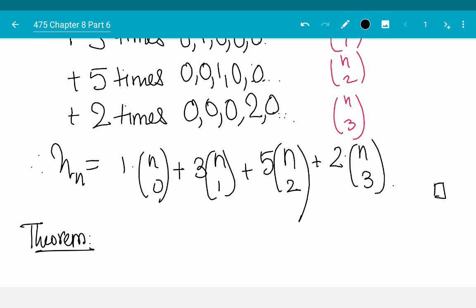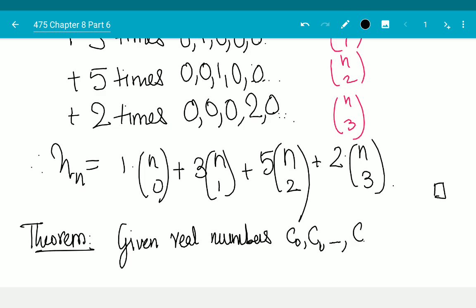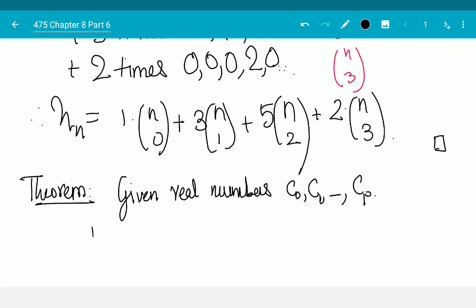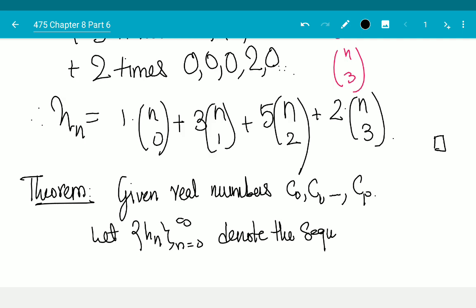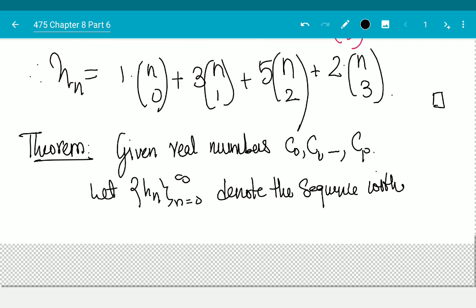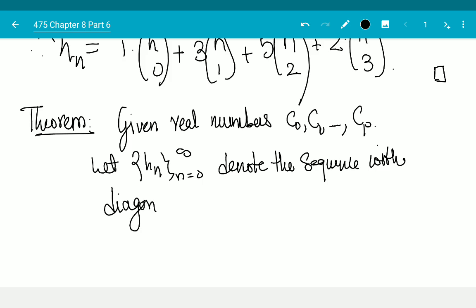Given real numbers C0, C1, ..., Cp, let Hn, n equal to 0 to infinity, denote the sequence with diagonal sequence C0, C1, C2, ..., Cp, and then zeros.